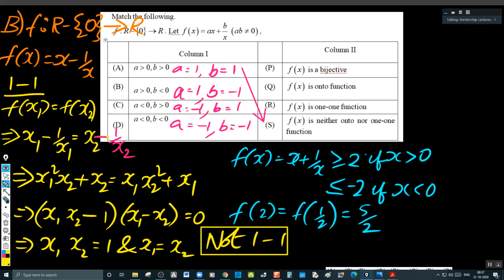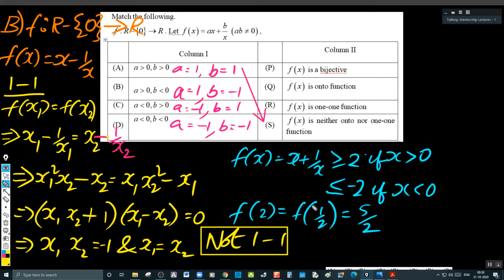So x1 square x2 minus x2 square x1 minus x1 so you will get x1 x2 if you take common, x1 minus x2 plus 1 आएगा. That's what Srivardhan is saying, you will get -1 here so it is not also 1 1.